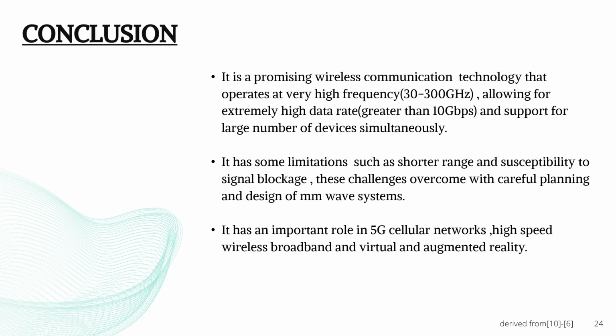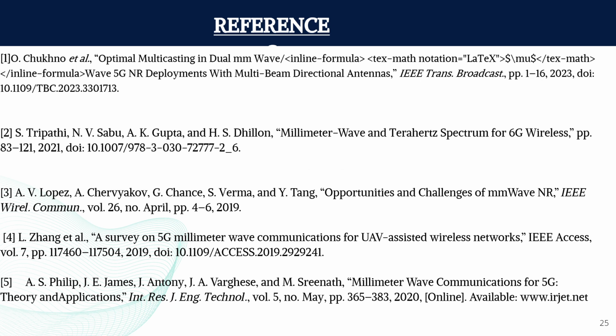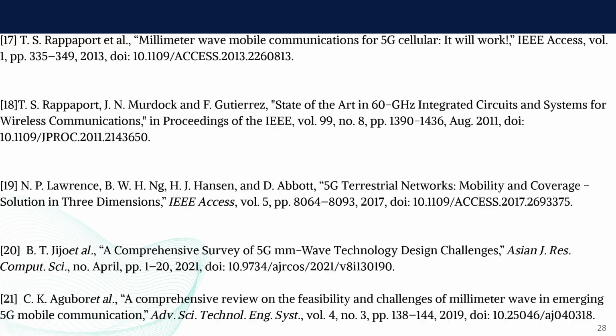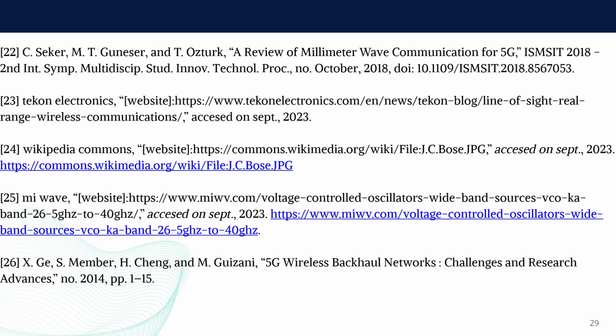And also millimeter wave technology has an important role in 5G cellular networks, high-speed wireless broadband, and virtual and augmented reality. The limitations are just the short range and susceptibility to signal blockage. These challenges can be overcome with careful planning and design of millimeter wave systems. The millimeter wave has a higher frequency range and short wavelength. Due to this short wavelength, it is only used for short-range communications.